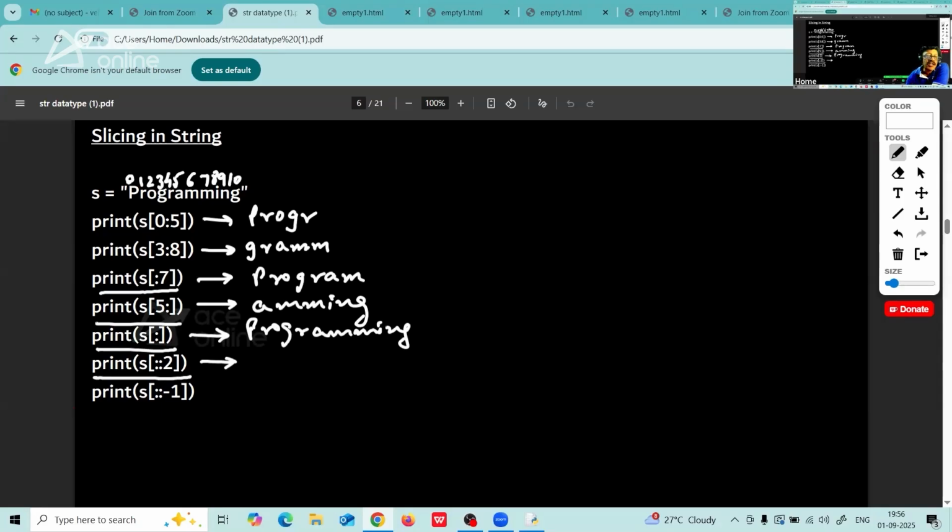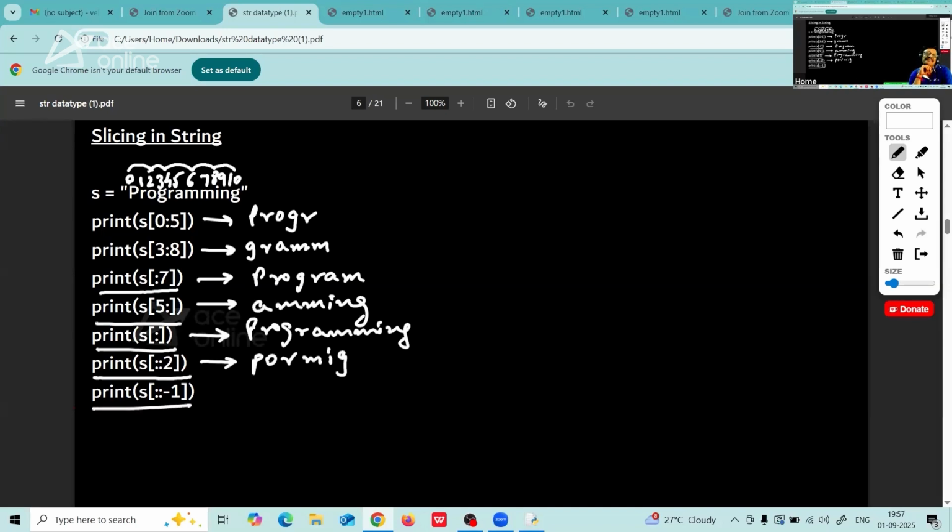So each time you are jumping by 2, that means it will be P, then O, then R, I think, then M, then I, okay, and then G. Every alternate letter: 0, 2, then 4, then 6, I think, then 8, and then 10. These letters will be taken out. Okay, finally, what do you say about this?